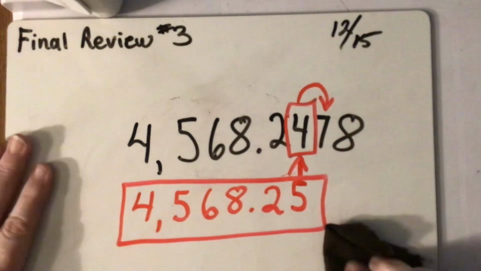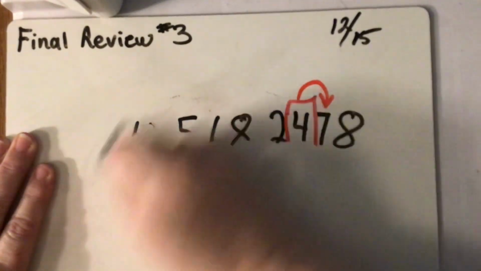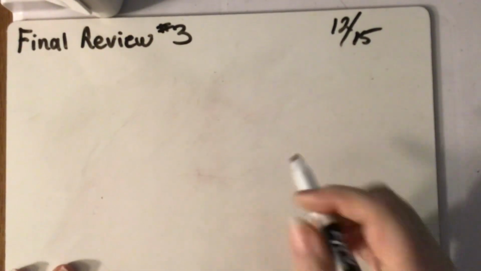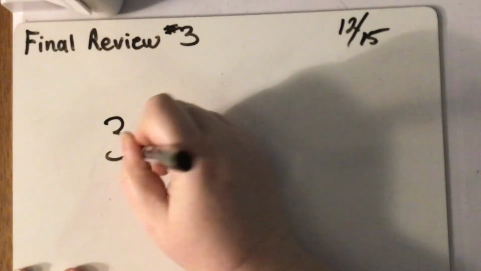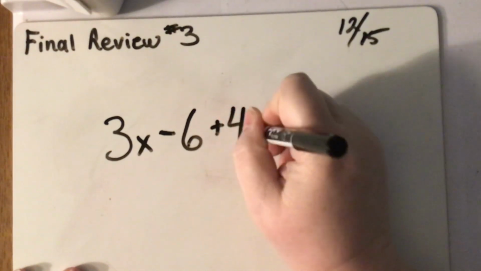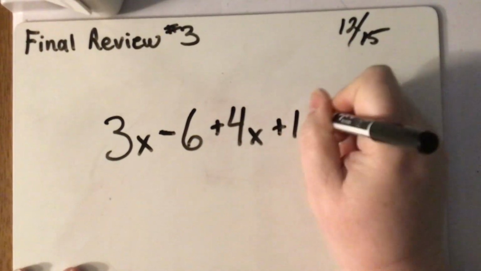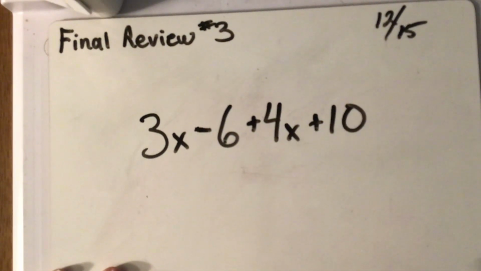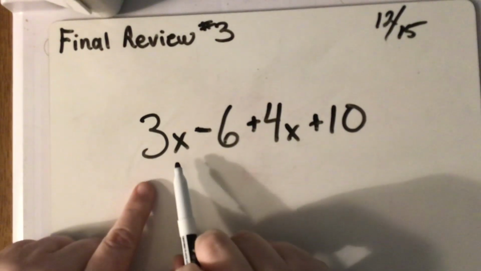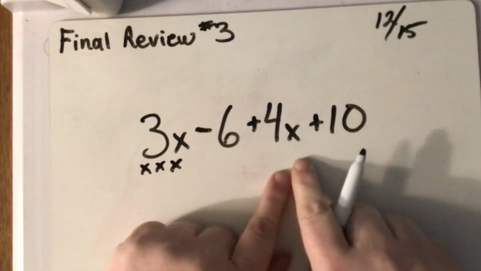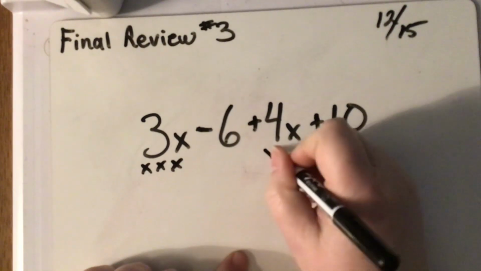All right, guys. Last one. Here we go. Combining like terms. 3x minus 6 plus 4x plus 10. You guys, this is like the very first thing we ever did in math class. Now if I was going to write this all out, how many x's would this be? There'd be like 3 of them, right? And how many x's would be here? There's like 4 of them.